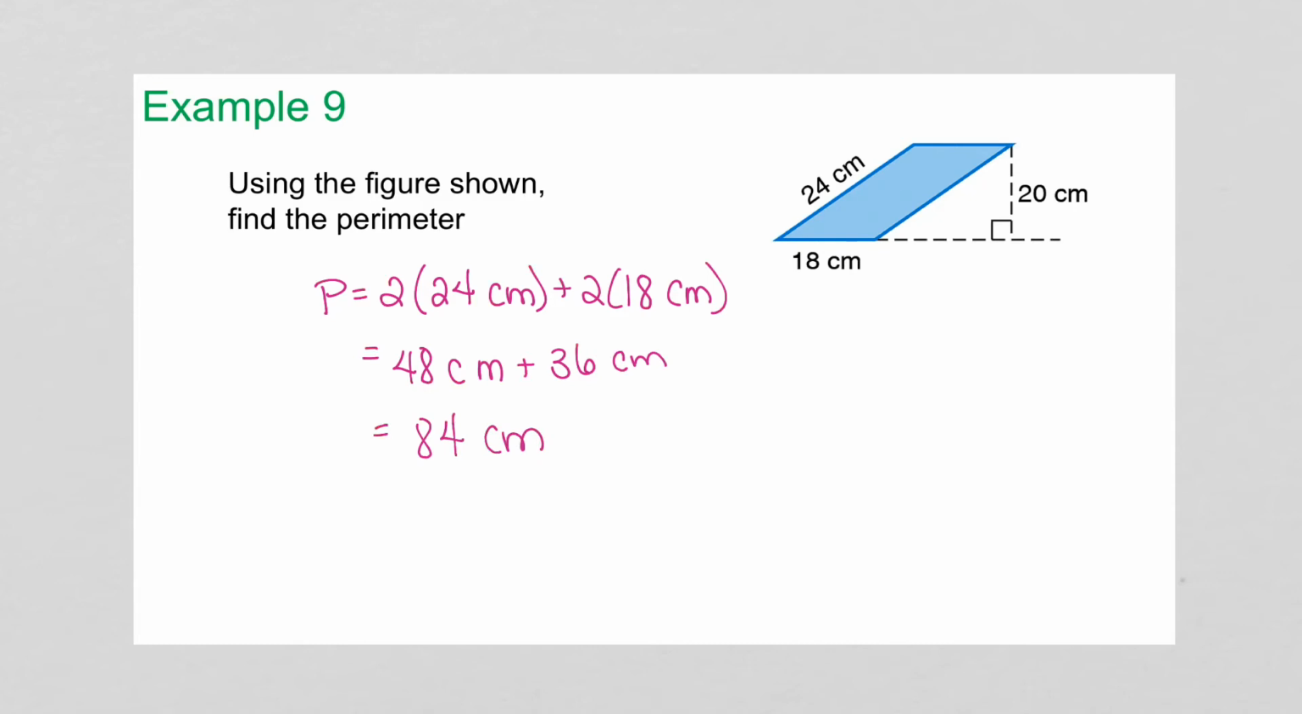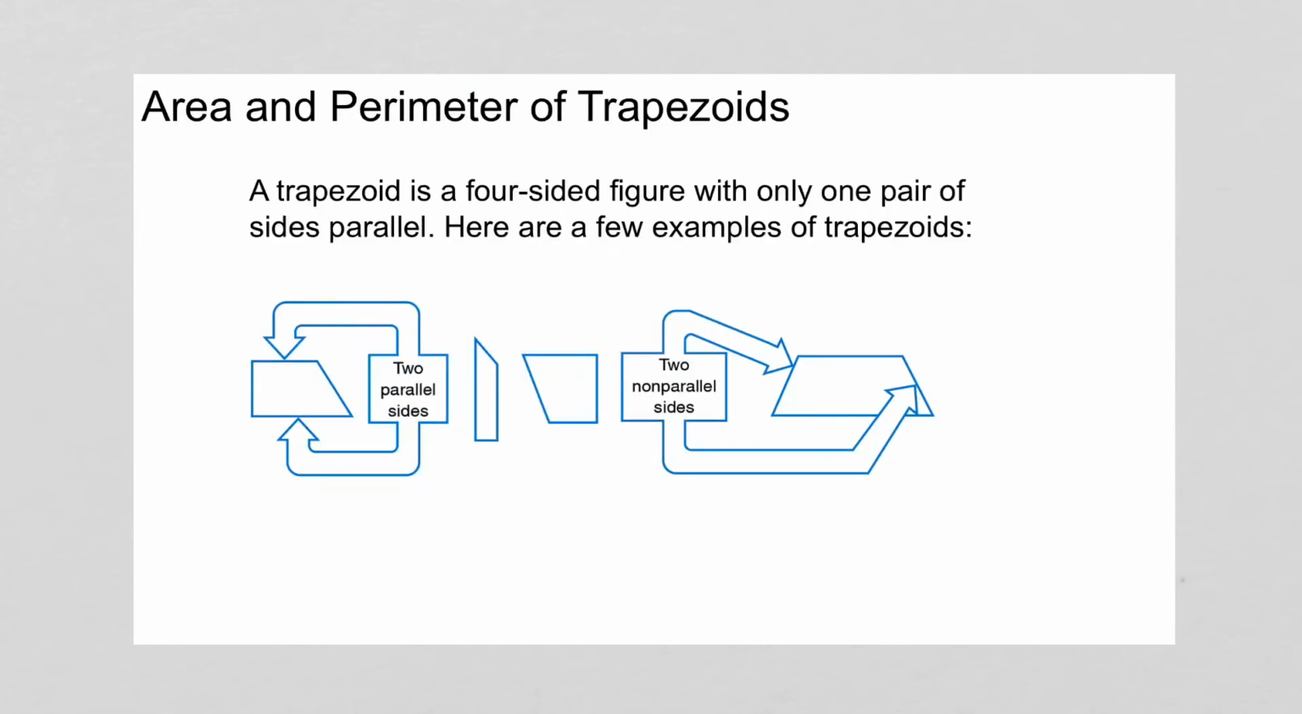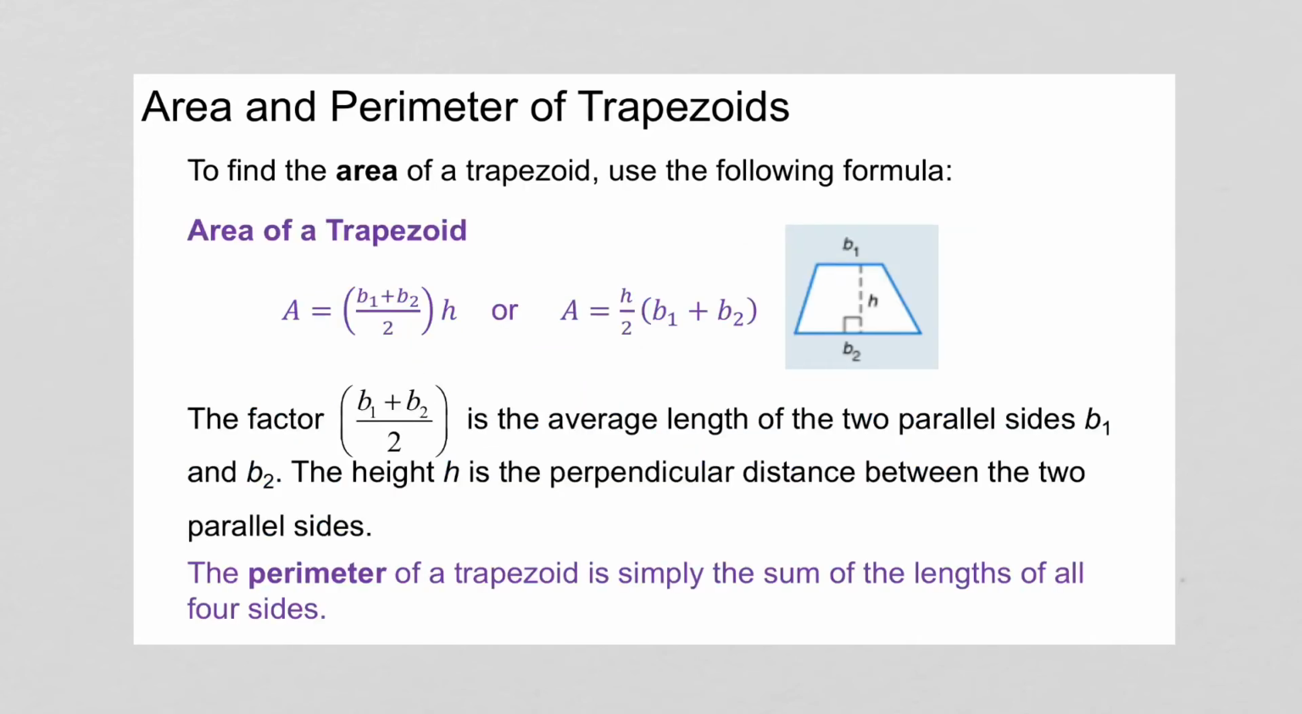(84 centimeters). There's just a list of all of them. For trapezoids, the area of a trapezoid is a little bit different. It is the average of the bases times the height.